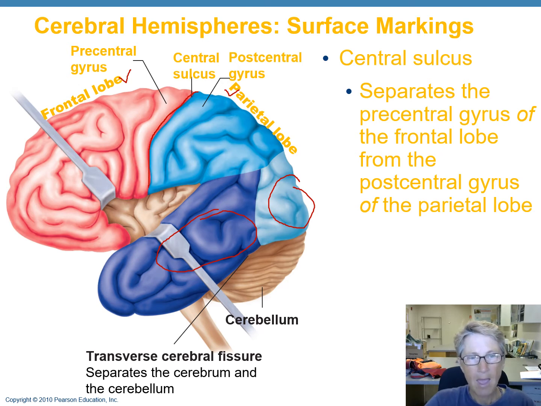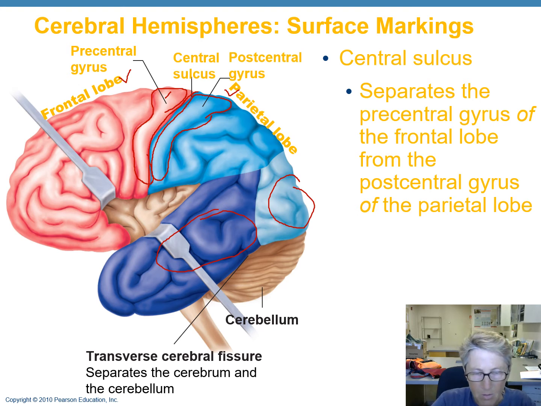Anterior to the central sulcus is the precentral gyrus. Posterior to the central sulcus is the postcentral gyrus. So here's the postcentral gyrus, this whole thing. It's a ridge. Here is the precentral gyrus. That's the name of their region, but then we're going to find that they have special functions, the precentral gyrus and postcentral gyrus.